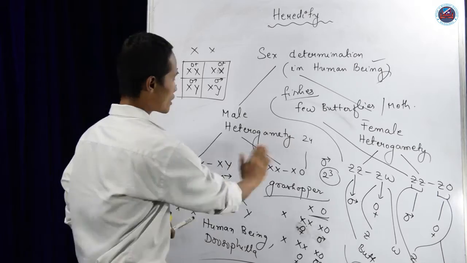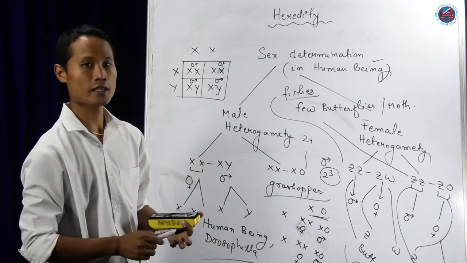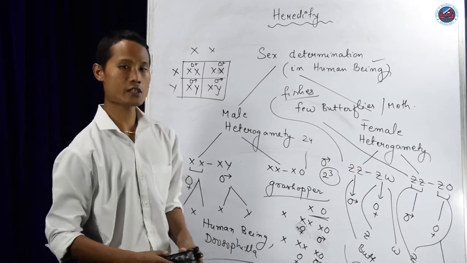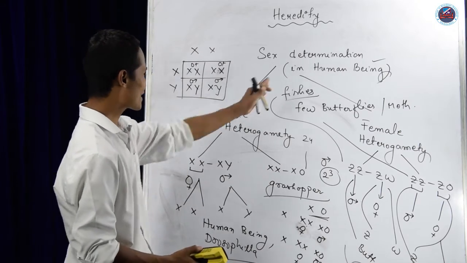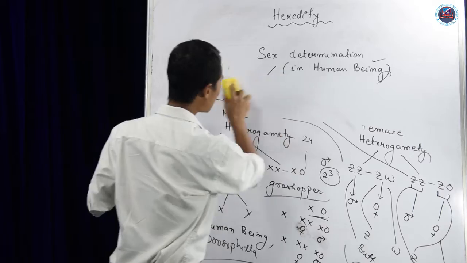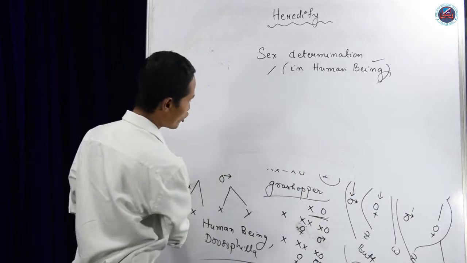You can see the four types of sex determination that we can find in the case of living organisms. Now let's discuss, in brief, the mechanism of sex determination in human beings.